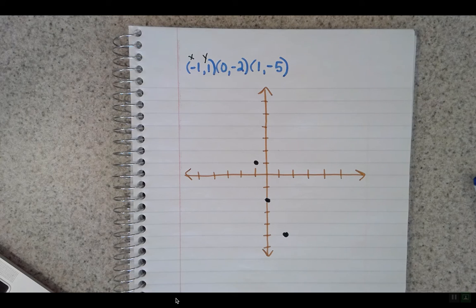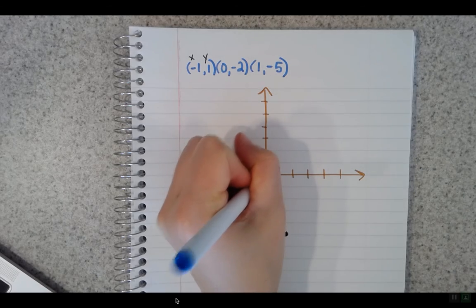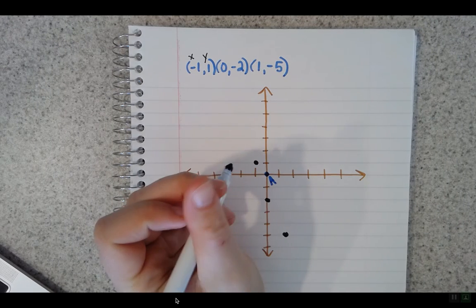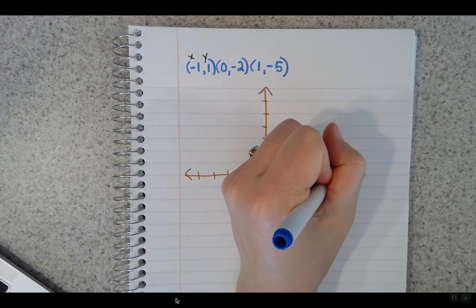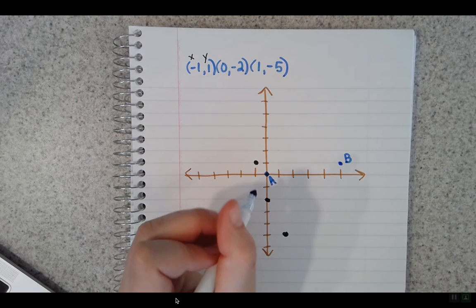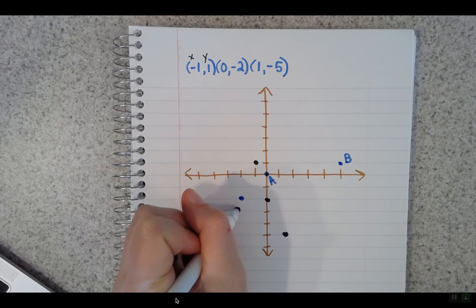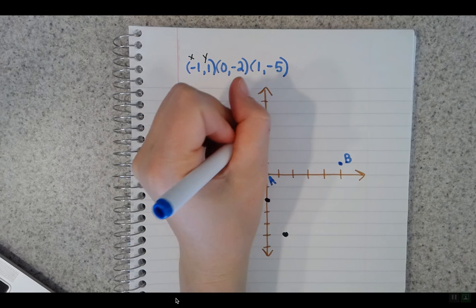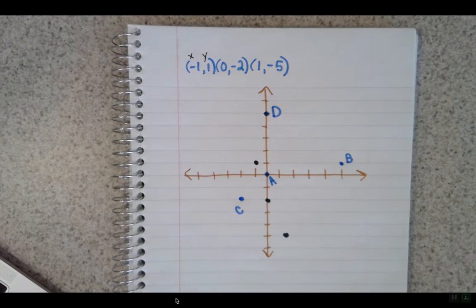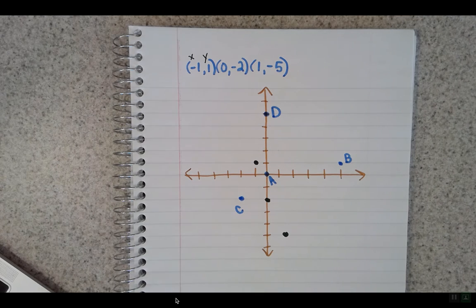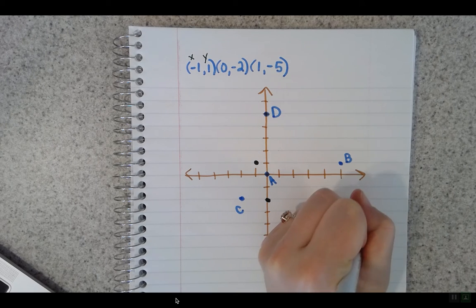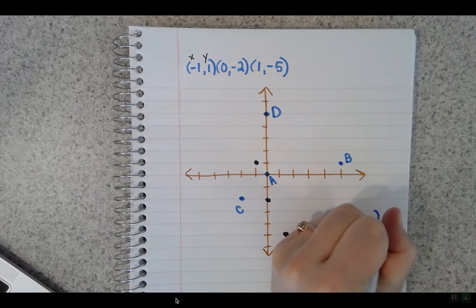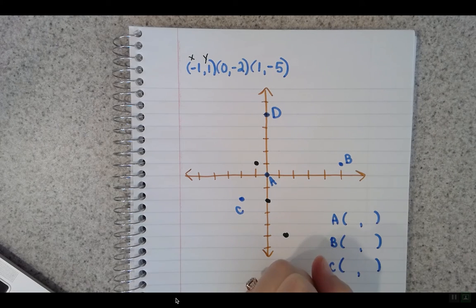Okay, let's say I graph a couple more points on here. I'm going to graph one point here and call it A. I'll graph this point here, call it B. This point here, call it C. And up here will be D. Okay, so now I would like you to list the coordinates of A, B, C, and D.